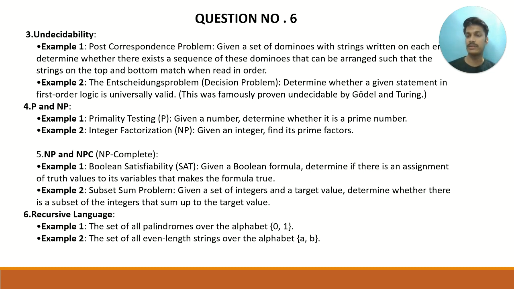Fifth is NP and NPC. First example is Boolean satisfiability. Given a Boolean formula, determine if there is an assignment of truth values to its variables that makes the formula true. Example 2 is the subset sum problem. Given a set of integers and a target value, determine whether there is a subset of the integers that sums up to the target value.